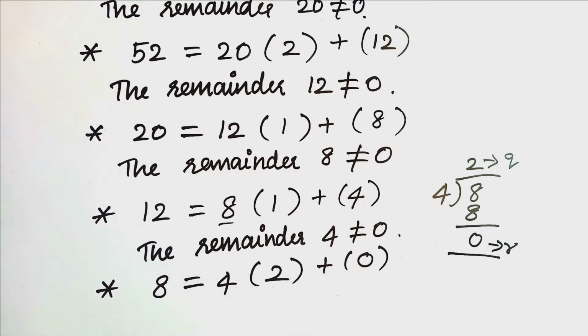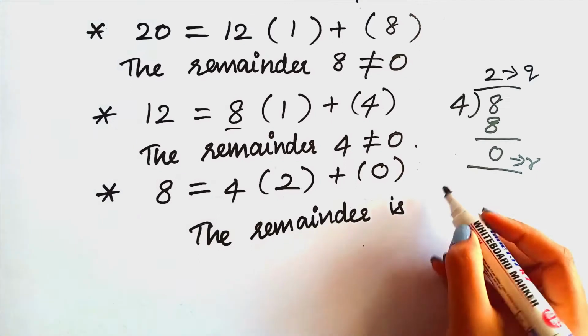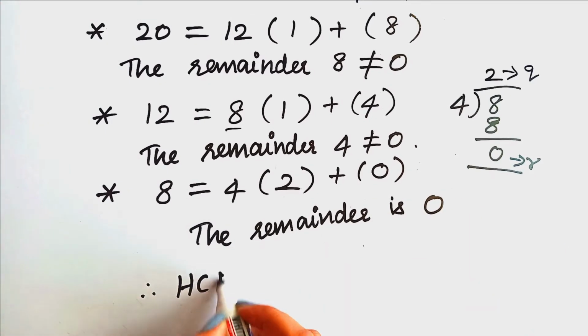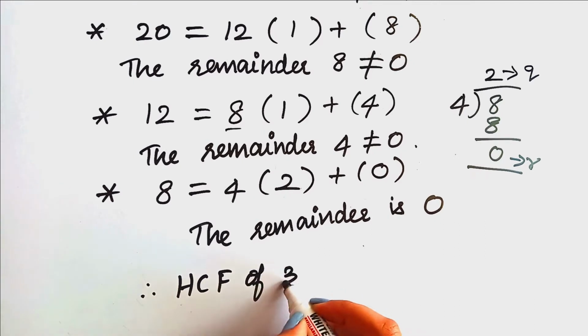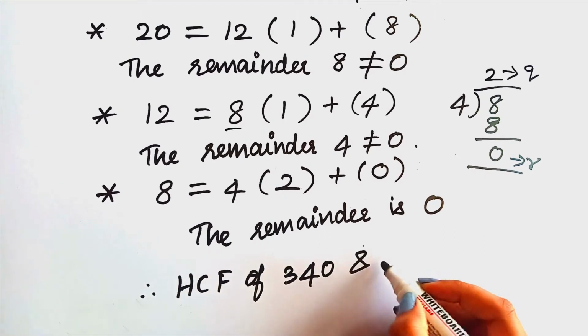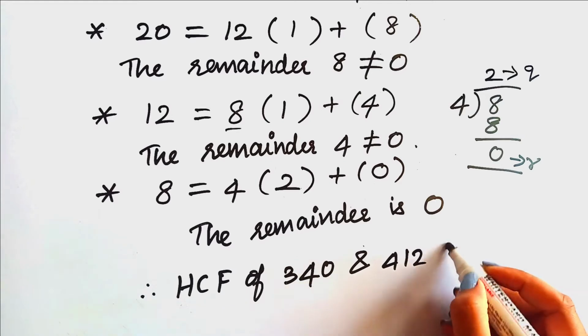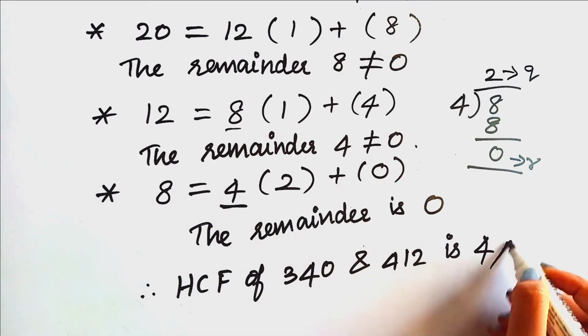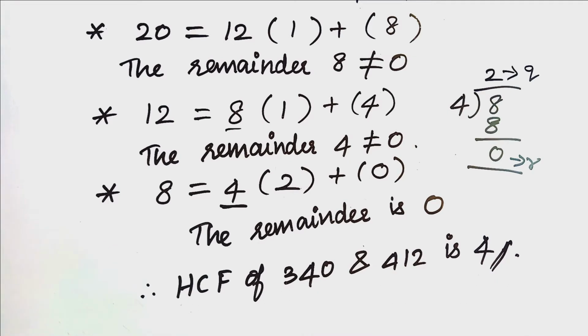So we can write it as, the remainder is 0 and therefore HCF of 340 and 412 is nothing but our divisor, which is 4. So this is our answer. Okay, so this is how you find the highest common factor, which is HCF. Now let's get into our second subdivision.